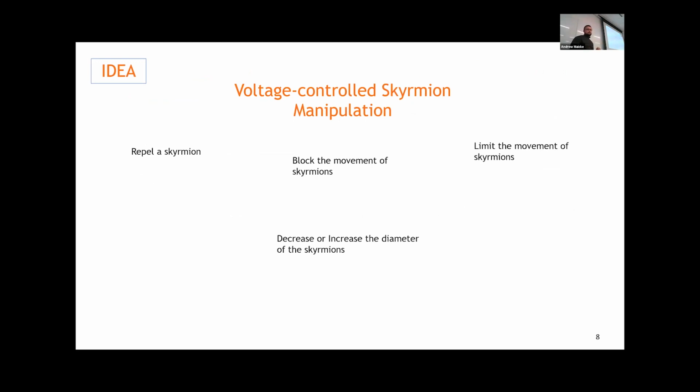So the whole idea, at least that's my perception from the papers, is basically using these four fundamental properties that VCMA brings for skyrmions. And it's like solving a puzzle. You take these four pieces, try to put them together, and try to come up with new computational schemes. One of them is, VCMA creates higher or lower anisotropy. By using that, you can repel skyrmions, you can block the movements of the skyrmions, you can decrease or increase their diameters, or you can limit the movements. So you can take these pieces of the puzzle and try to come up with your own computational scheme.